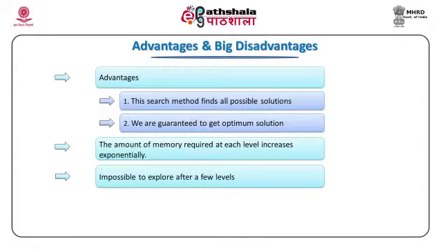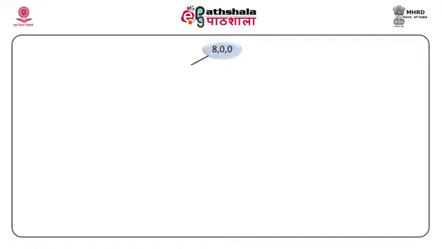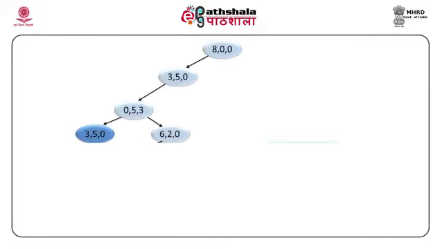Now let us look at the next method, called depth first search or DFS. We will again start with 800. Now we do not explore all the nodes, we only explore the leftmost. You can see 350 is the next one, 053 is the next one, then 350, which is a dead end. We have already come across 350, so we will not explore this further, because if we continue we will end up moving around in a cycle.